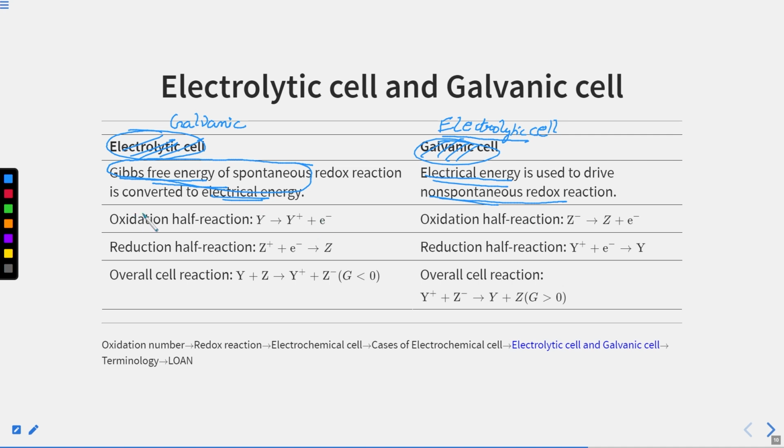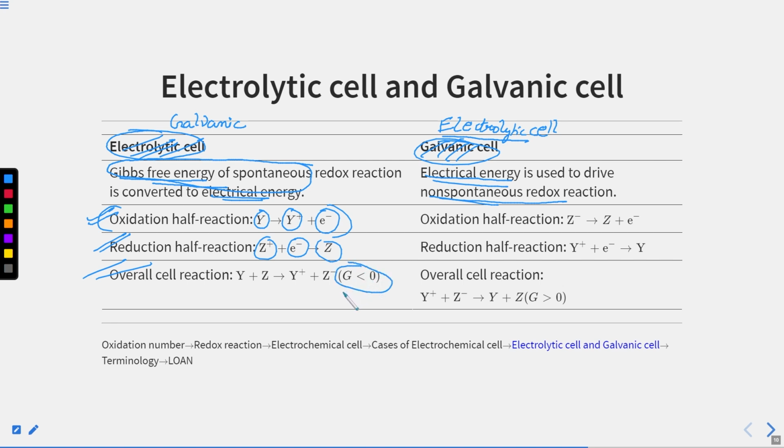So the reaction going on in the galvanic cell, there are two reactions. I said earlier that a redox reaction can be split into two parts, and only then can it be converted into an electrochemical cell. The two reactions are the oxidation half reaction and the reduction half reaction. Why is it the oxidation half? Because Y is going into Y plus by losing one electron, and Z plus is going to Z by gaining an electron. So the overall reaction will be Z plus Y plus Z, giving Y plus and Z minus, and its Gibbs free energy is less than 0.